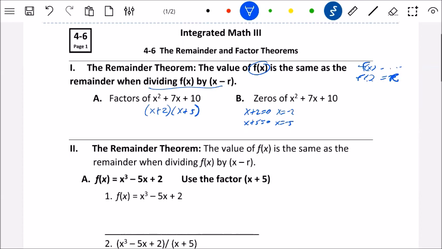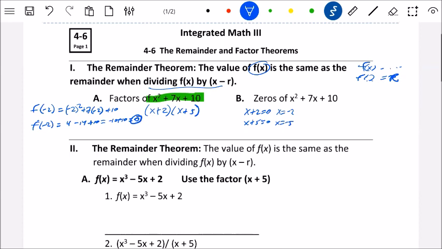But that means if I do two things with it, I'm going to come over here and say that f of negative 2 is equal to, let's put negative 2 into this and see what happens. Negative 2 squared plus 7 times negative 2 plus 10. So f of negative 2 is 4 minus 14 plus 10, which gives us negative 10 plus 10, which gives us 0.